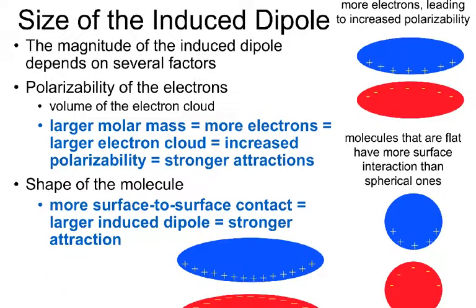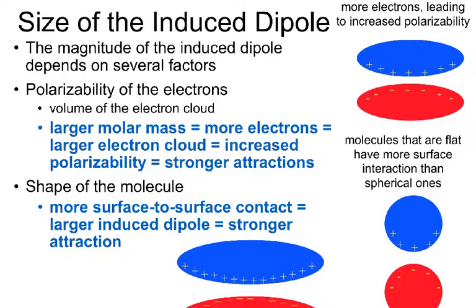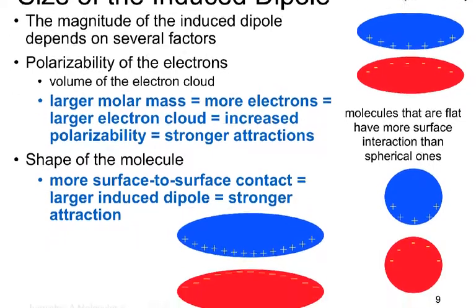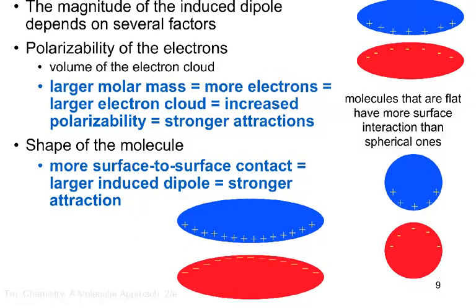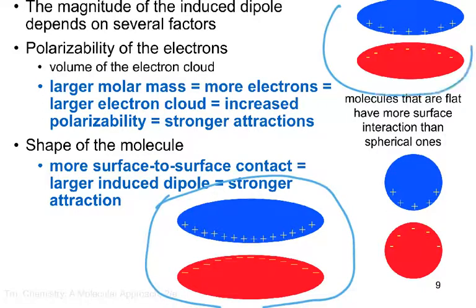Now, how big those induced dipoles or dispersion forces are is going to depend on several factors. The first is the polarizability of the electrons, which is dependent on the volume. So the bigger the molar mass, the more electrons there are, and the stronger the attractions are. So if you compare this set of molecules here to this set, these at the bottom have more electrons, and so they are going to have stronger dispersion forces.